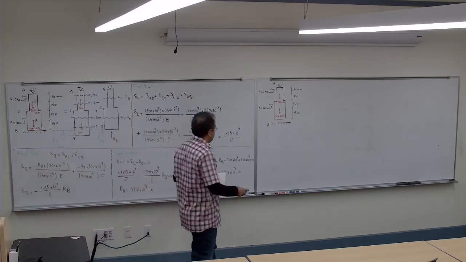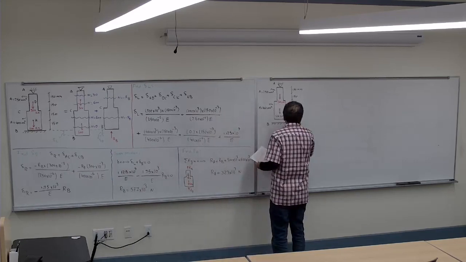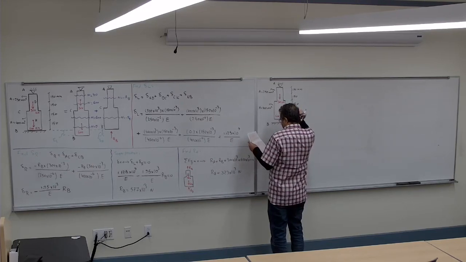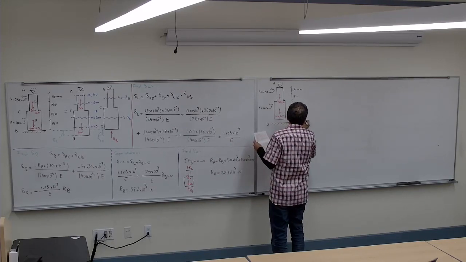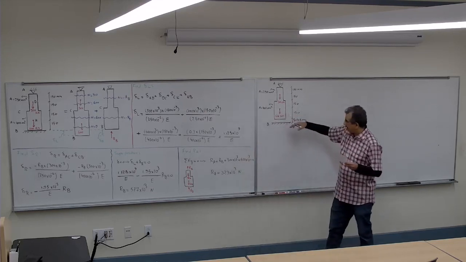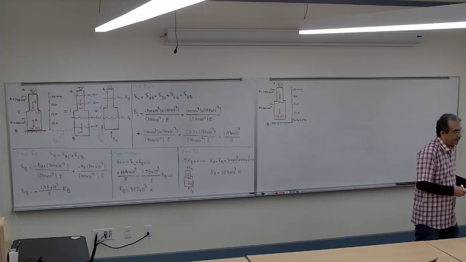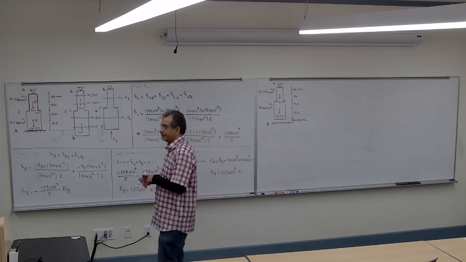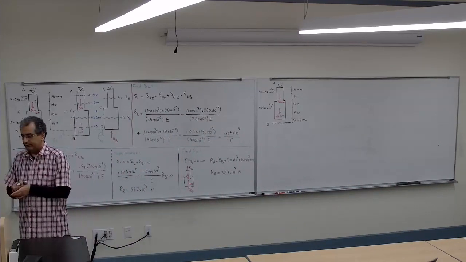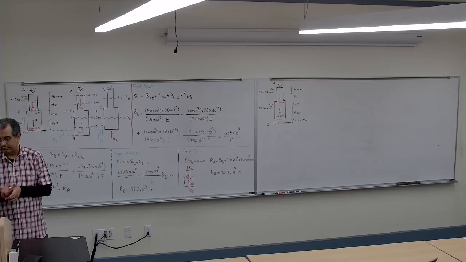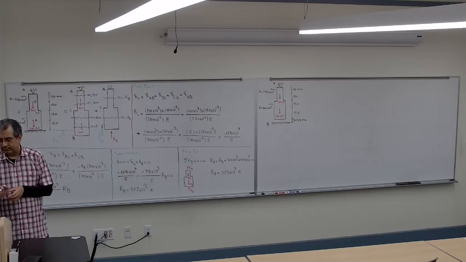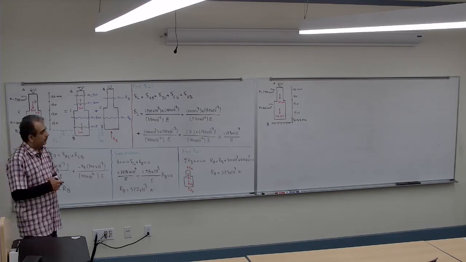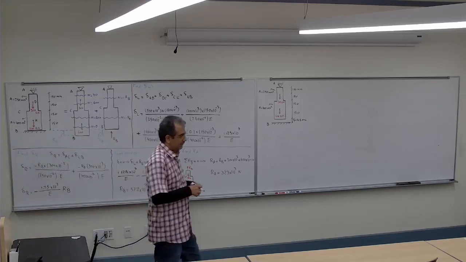And this time, this distance here, delta, is equal to 4.5 millimeter. So now it's sitting above the surface by 4.5 millimeter. So the reaction of the support, if I want to find them, how do I find it for this case?